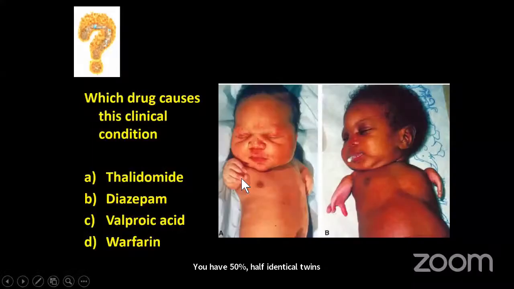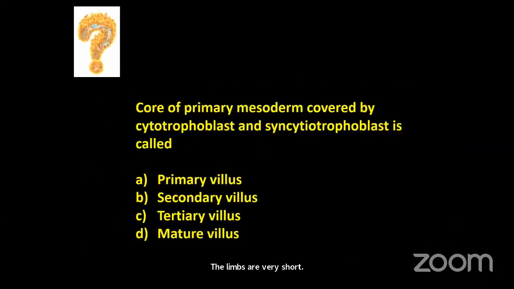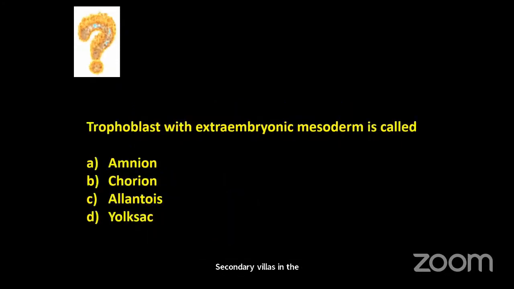This is usually asked. What is the drug? This condition is known as phocomelia. The limbs are very short. Yes, thalidomide. Core of primary mesoderm covered by cytotrophoblast and syncytial trophoblast. What type of villi? In the middle, you have mesoderm. Secondary villus. In the middle, you have capillaries, then it is tertiary villus.